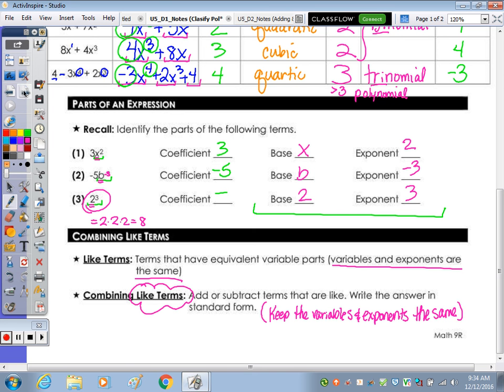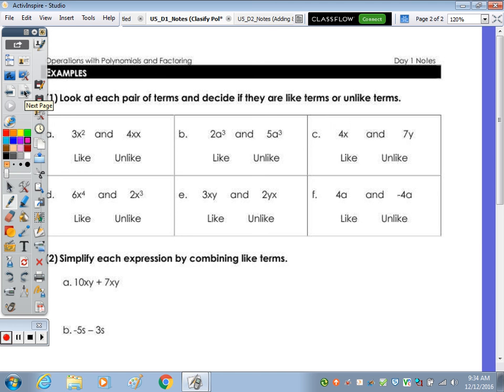So on the back, at the top, it just says, look at each pair of terms and decide if they are like or unlike terms. So A, we have an x squared term and an x times x. Well, that's the same as x squared, so these would be like. We're just focusing on that variable and exponent piece. Moving right underneath, we have x to the 4th and x cubed. That would be unlike. A cubed and a cubed, that's like.